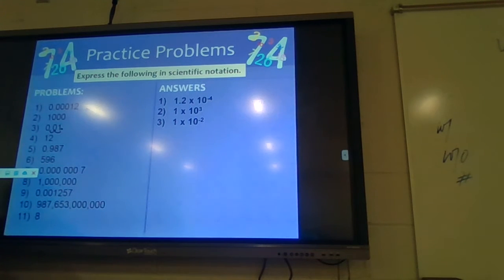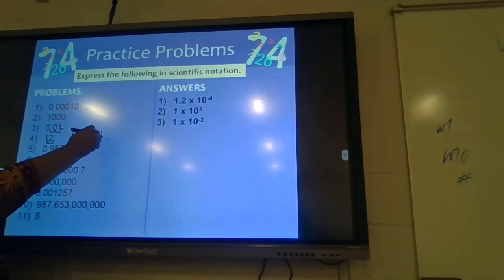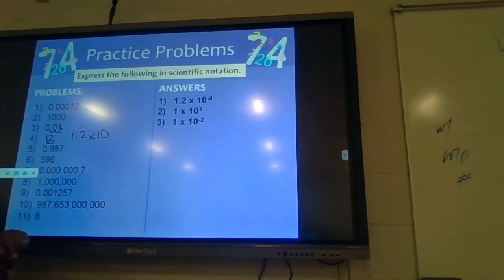Okay, so let's look at this one. Okay, 12 is greater than 10. So where do I need to put my decimal? In the middle? So that gives me 1.2. So I move my decimal 1 over to the left. So is my exponent positive or negative? Positive.